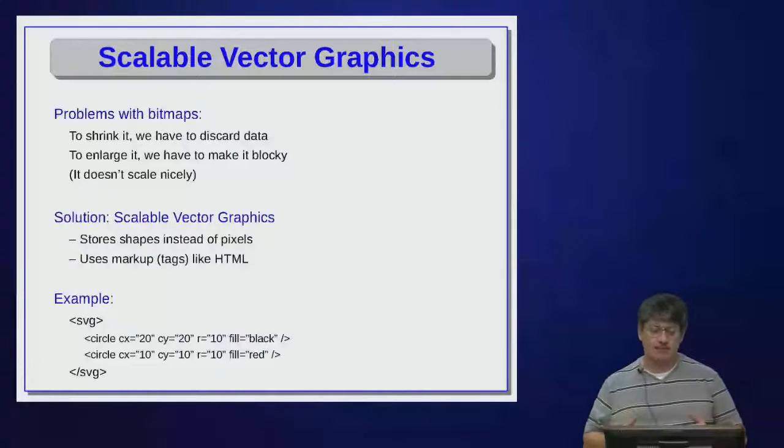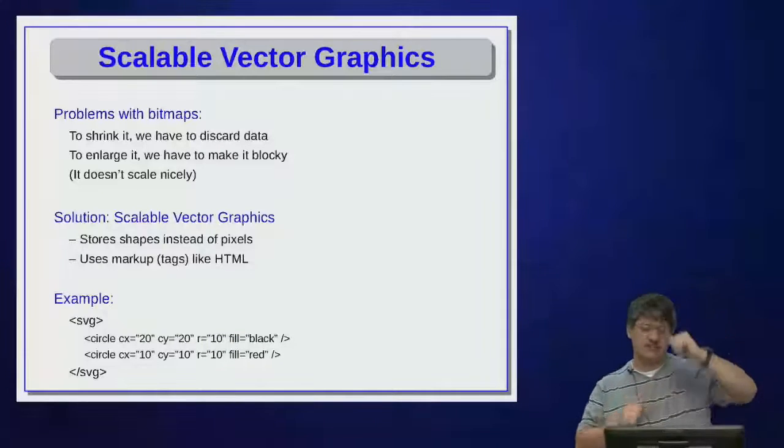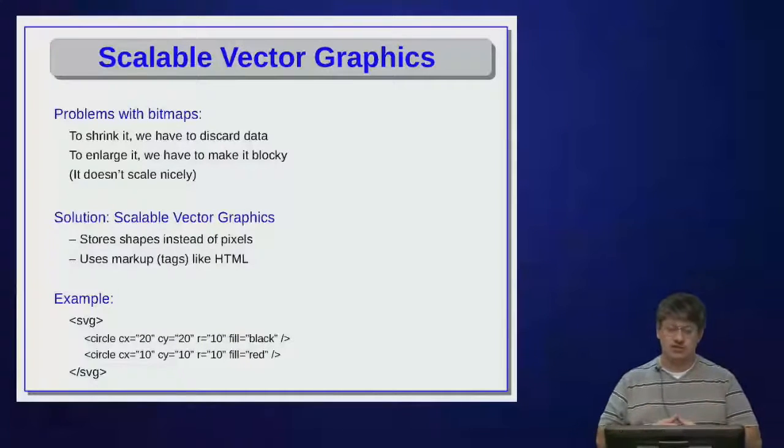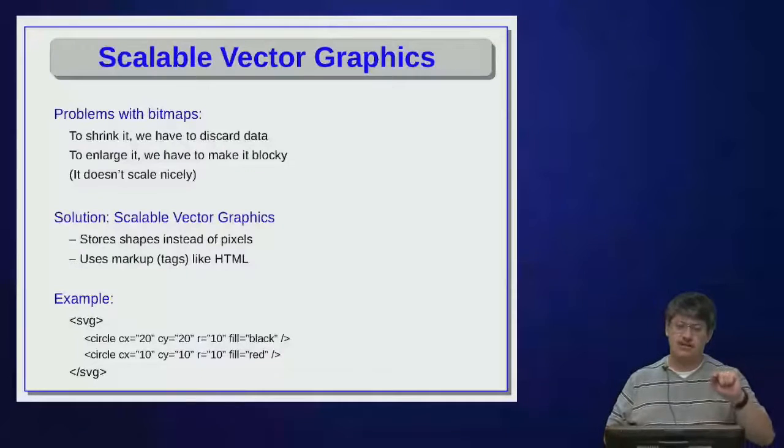So here in my example, I have my SVG tag and my /SVG tag, and in between I have two circles. The first circle is going to be centered at 20, 20 with a radius 10, and it's going to be filled with black paint. The next circle is going to be centered at 10, 10, so a little further up and to the left. It's going to also have radius 10, but it's going to be filled with red paint.